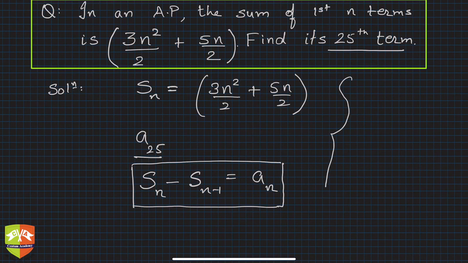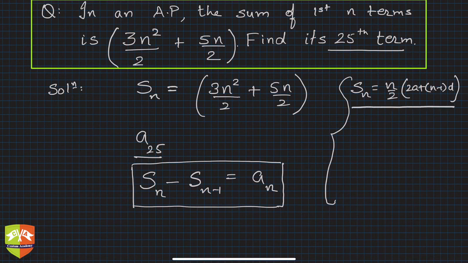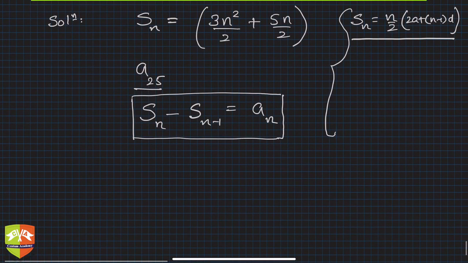Alternatively, you can also solve through the direct method, that is, direct application of the formula. What is Sn? Sn is given as n upon 2 times twice A plus n minus 1 d. Right? So from this also we can solve, let's see both the approaches. The first approach is Sn minus Sn minus 1 is An.